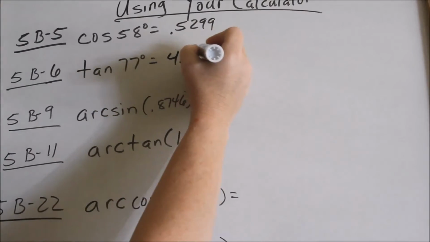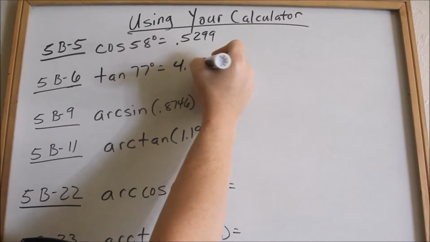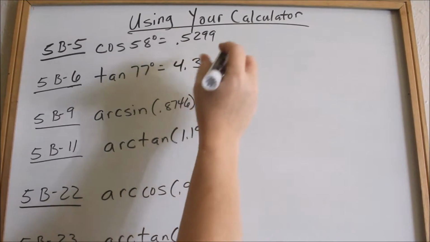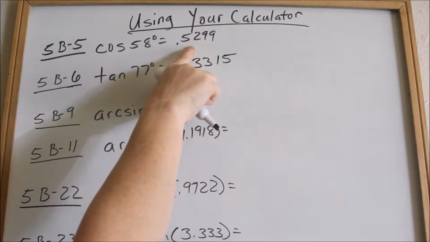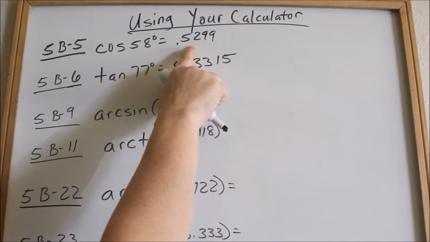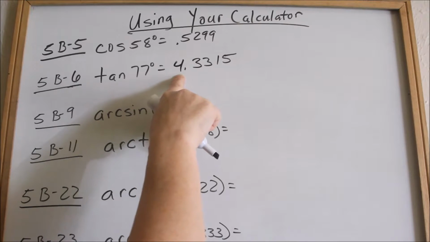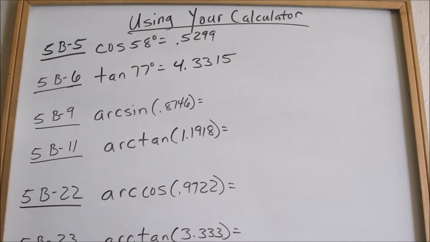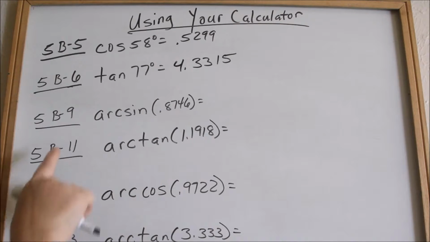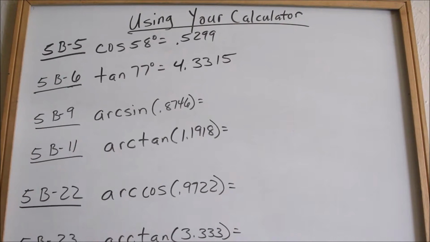4.3315. Another side note: cosine and sine will always be numbers less than 1. Tangent can have numbers greater than 1 when you find your trig decimal when you're given the degree. Okay, now we're going to look at 5b9.